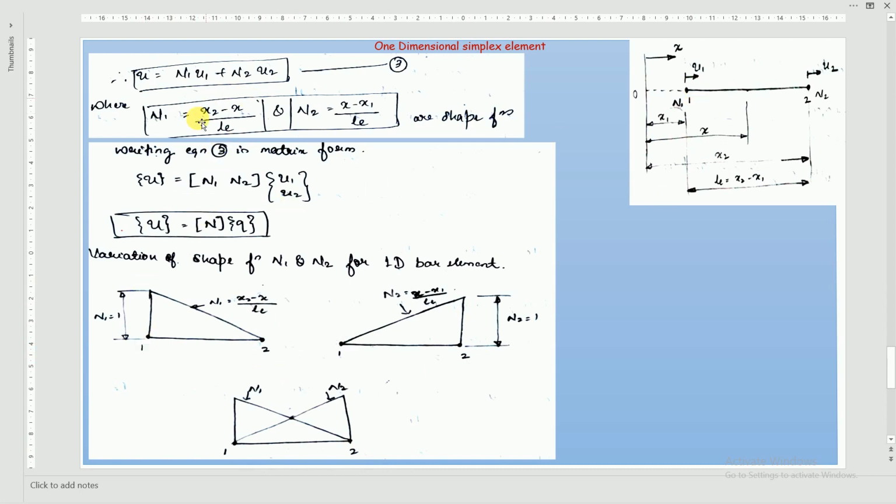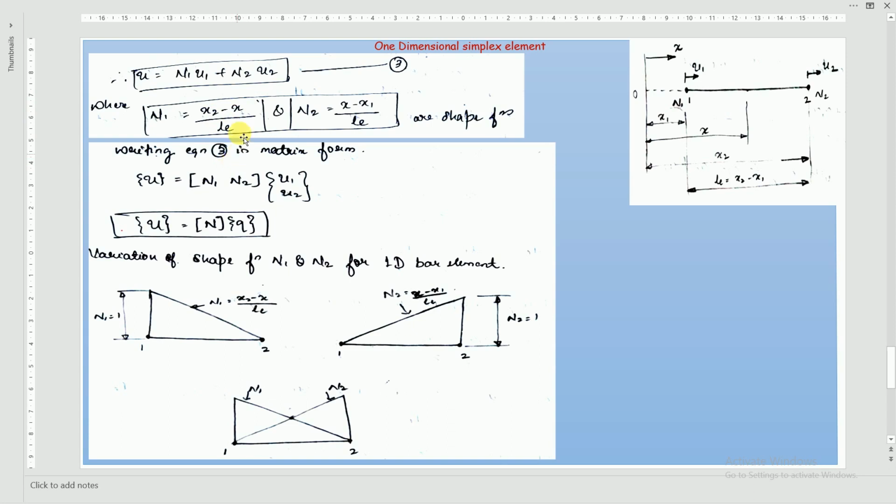In the first equation, for n1, at node 1, what is x? Is it x equal to x1? When you substitute x equal to x1 in both n1 and n2, what will you get? If you substitute x equal to x1 in shape function n1, you get x2 minus x1, which is nothing but the length of the element LE. Then both LE will cancel out. What is the value of n1 then?